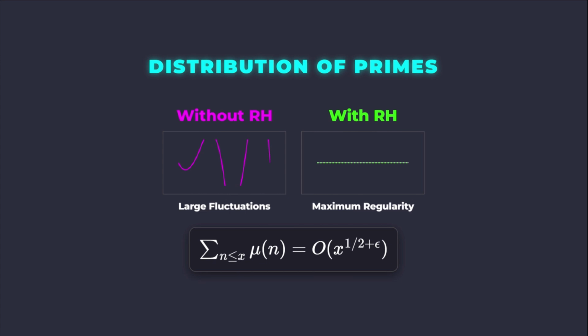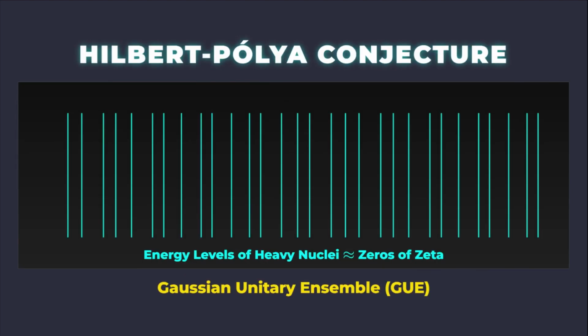The hypothesis directly impacts the distribution of primes through the counting function pi of x. Without the Riemann hypothesis, the best-known bound on the error term is significantly weaker, allowing for much larger fluctuations in the density of primes. The hypothesis ensures that the primes are distributed as smoothly and regularly as mathematically possible. Furthermore, the hypothesis is equivalent to specific bounds on the Mobius function, mu of n. Specifically, the statement that the sum of mu of n up to x grows no faster than x raised to the power of 1/2 plus epsilon is equivalent to the Riemann hypothesis.